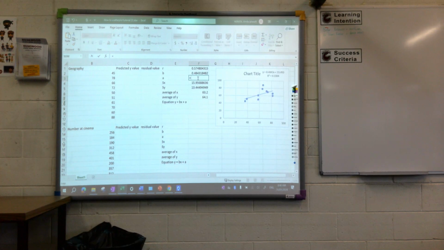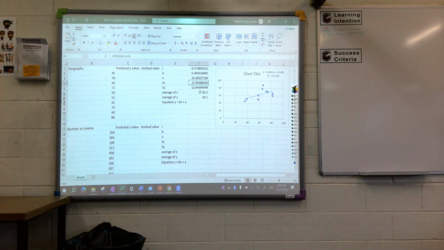To find your A value, we're going to type in equals. A will be the average of Y, so F7, subtract, open bracket, your B value, so F2, multiplied by your average of X. That's the formula you need. Once you've got all that, hit enter, and you should get 33.49.